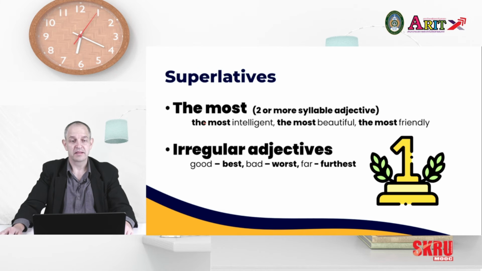Instead of saying more, we now use the most with 2 or more syllable adjectives. So the most intelligent, the most beautiful, and the most friendly. And our irregular adjectives, we have good, we had better before, and now we have best. Bad becomes worst, and far becomes furthest.